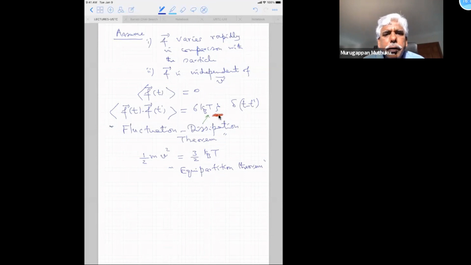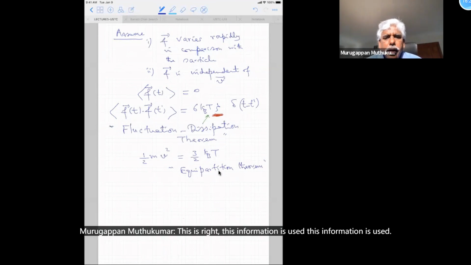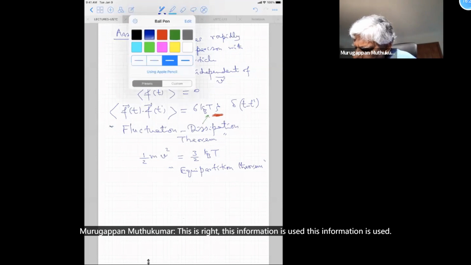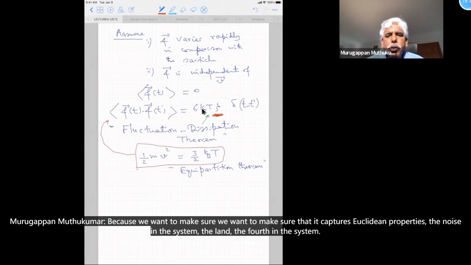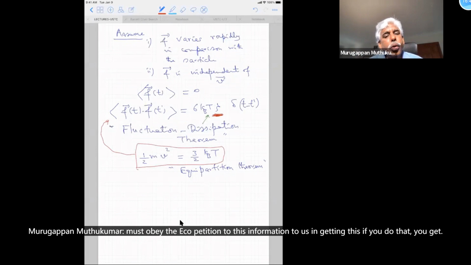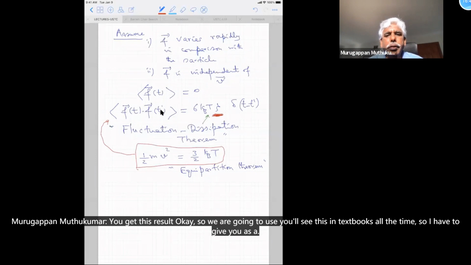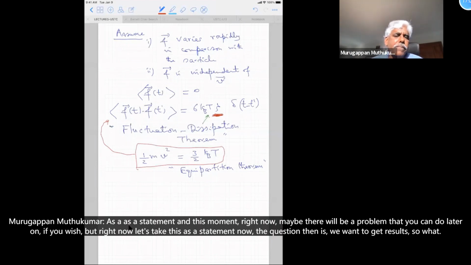This information is used in getting this result, because we want to make sure that it captures equilibrium properties. The noise in the system, the random force in the system, must obey the equipartition theorem. If you do that, you get this result. You'll see this in textbooks all the time, so I have to give you it as a statement at this moment. Maybe there will be a problem that you can do later on if you wish, but right now, let's take this as a statement.